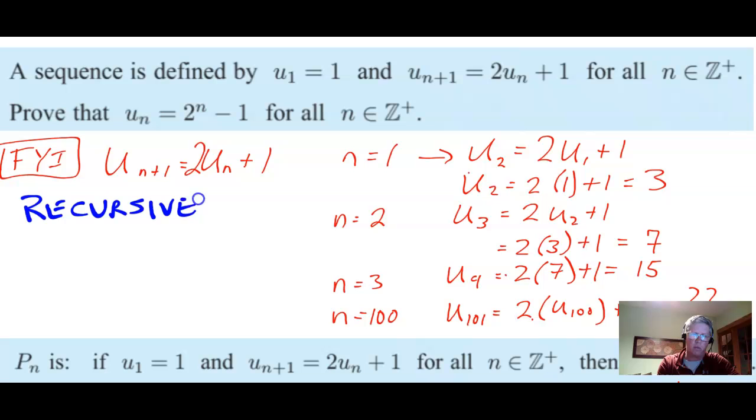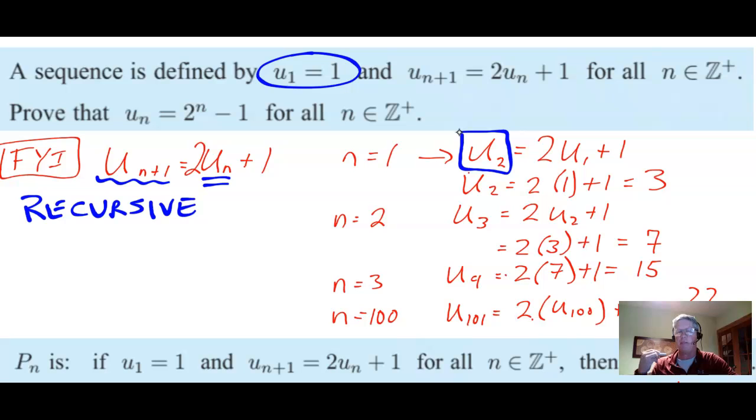Recursive. Why is it called recursive? Because if I want to get any term, I have to use the term right before it to get it. So just to make sure, they tell us what the first term is. That's nice. So when I have n equals 1, when I plug it into this formula, it becomes u sub 2. So basically, when I'm finding the second term, I plug in n equals 1, so that becomes a 2, and then that becomes a 1, and it's telling me to find the second term. I go 2 times the first term, or the term right before it, plus 1.